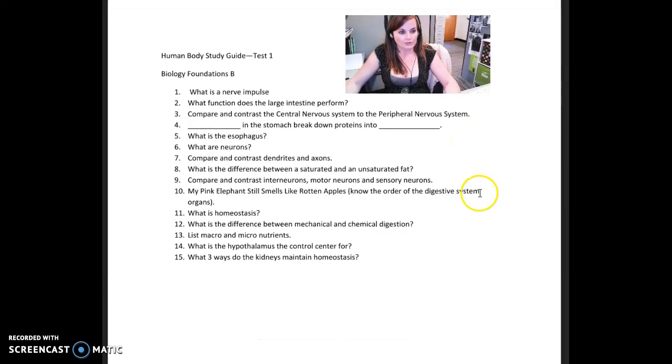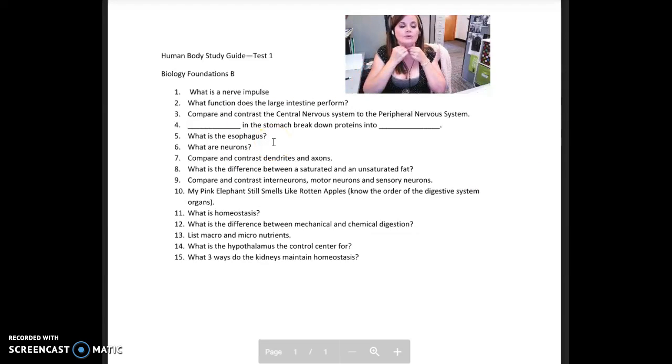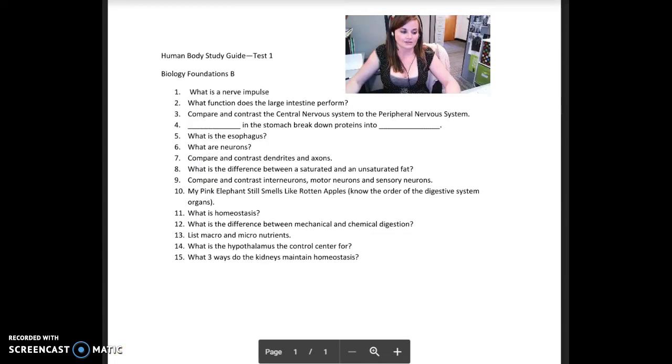What in the stomach breaks down proteins? That's an enzyme called pepsin, and it breaks proteins into amino acids. What is the esophagus? It's a tube that runs down next to your trachea and goes down to your stomach. It is lined with smooth muscle, and it helps you swallow your food. A process called peristalsis occurs, where you have regularly squeezing and contracting muscle contractions right after each other to help get that food into your stomach.